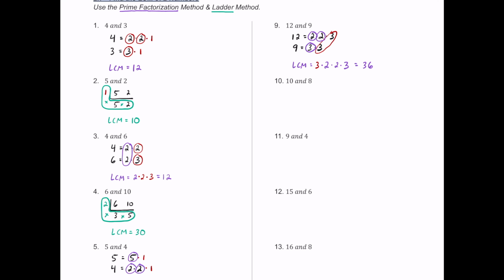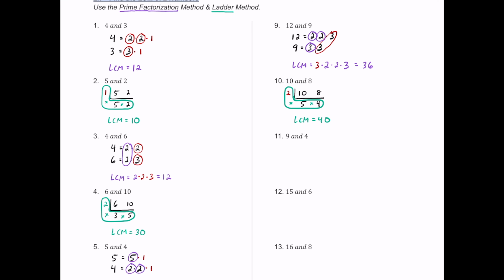For number 10, let's go ahead and use the ladder method. Let's do 10 and 8, and let's see what they have in common. It looks like they're both even numbers, so we can put a 2. 2 goes into 10 5 times, and 2 goes into 8 4 times. And I think they have nothing else in common, this 5 and 4. And so we can go ahead and multiply these numbers. So 2 times 5 is 10, times 4 is 40. So the LCM, or the first time these numbers meet, is going to be 40.